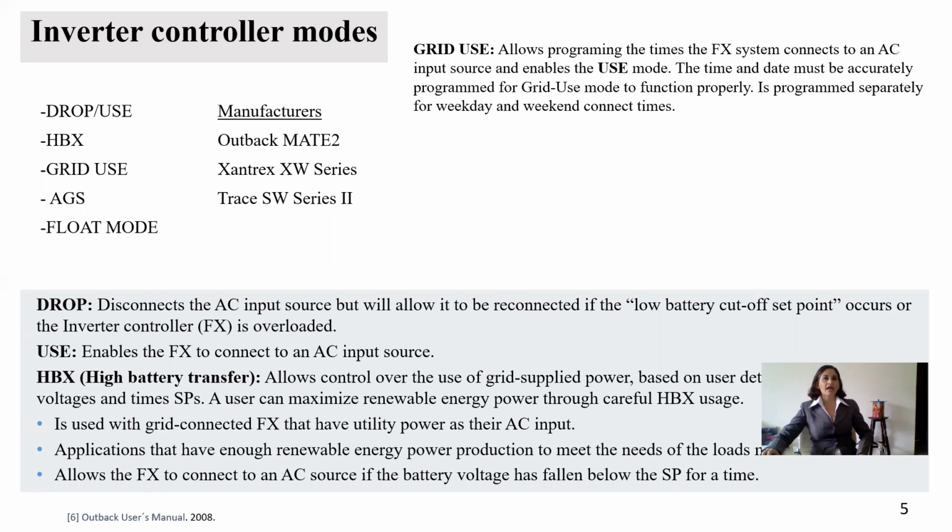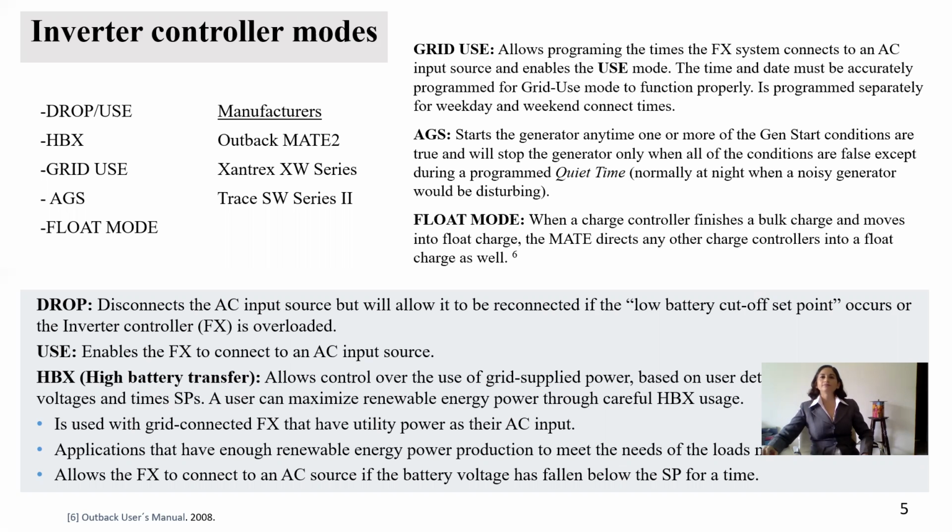Grid use allows programming the times that the system connects to an AC input source and enables the use mode. The time and date must be accurately programmed to function properly for weekdays and weekends. Generator starts, AGS mode, starts the generator or generators once the conditions are true and will stop the generator only when all the conditions are false, except during a programmed quiet time, normally at night, when a noisy generator would be disturbing.